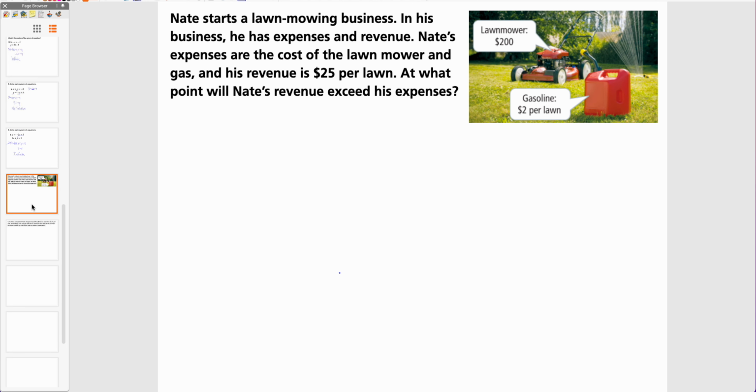Nate starts a lawn mowing business. In his business, he has expenses and revenue. Nate's expenses are the cost of the lawnmower and gas. His revenue is $25 per lawn. At what point will Nate's revenue exceed his expenses? Okay. So his revenue is $25 per lawn.